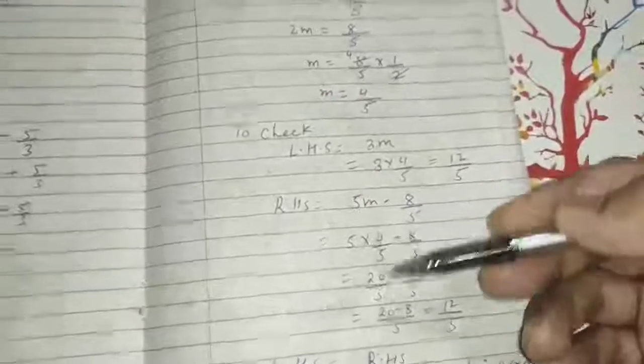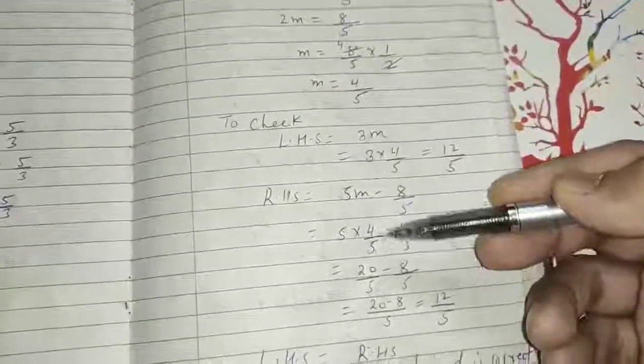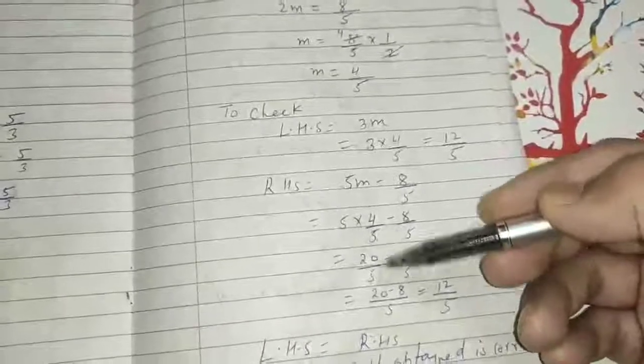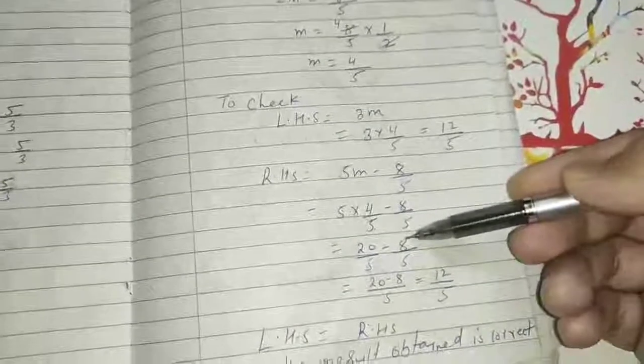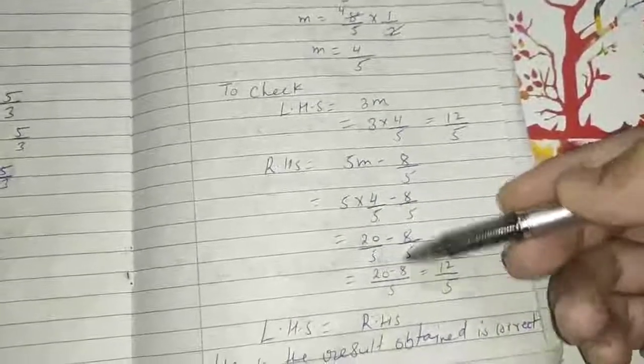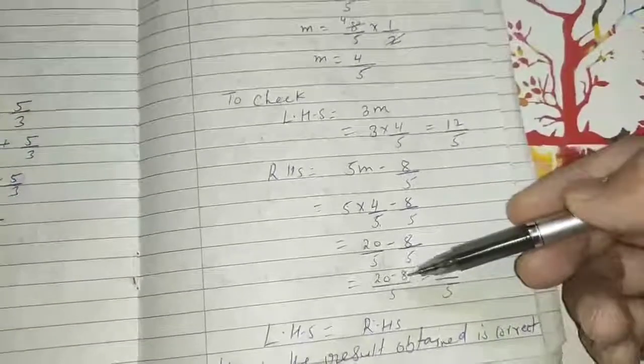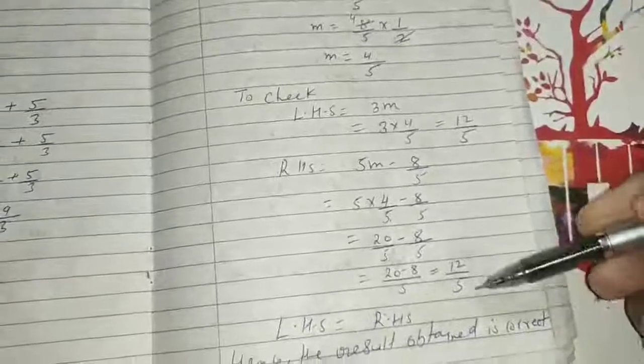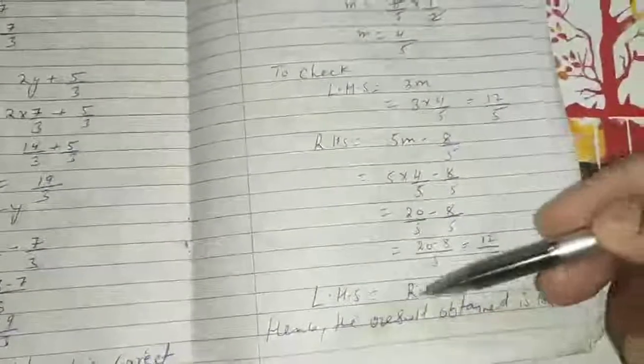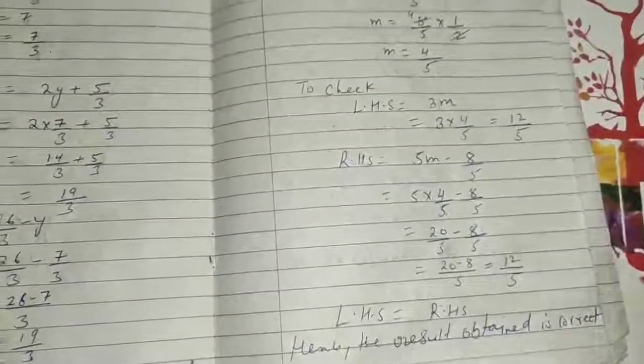If you cancel and take a long process, still the answer will come. 5 into 4, 20, 20 by 5. Okay. And this is 8 by 5. 5, 5 same. Denominator same, on top 20 minus 8 upon 5. So that means 12 by 5. Hence LHS equals RHS and the result obtained is correct. Clear? So here we finished our exercise 2.3.